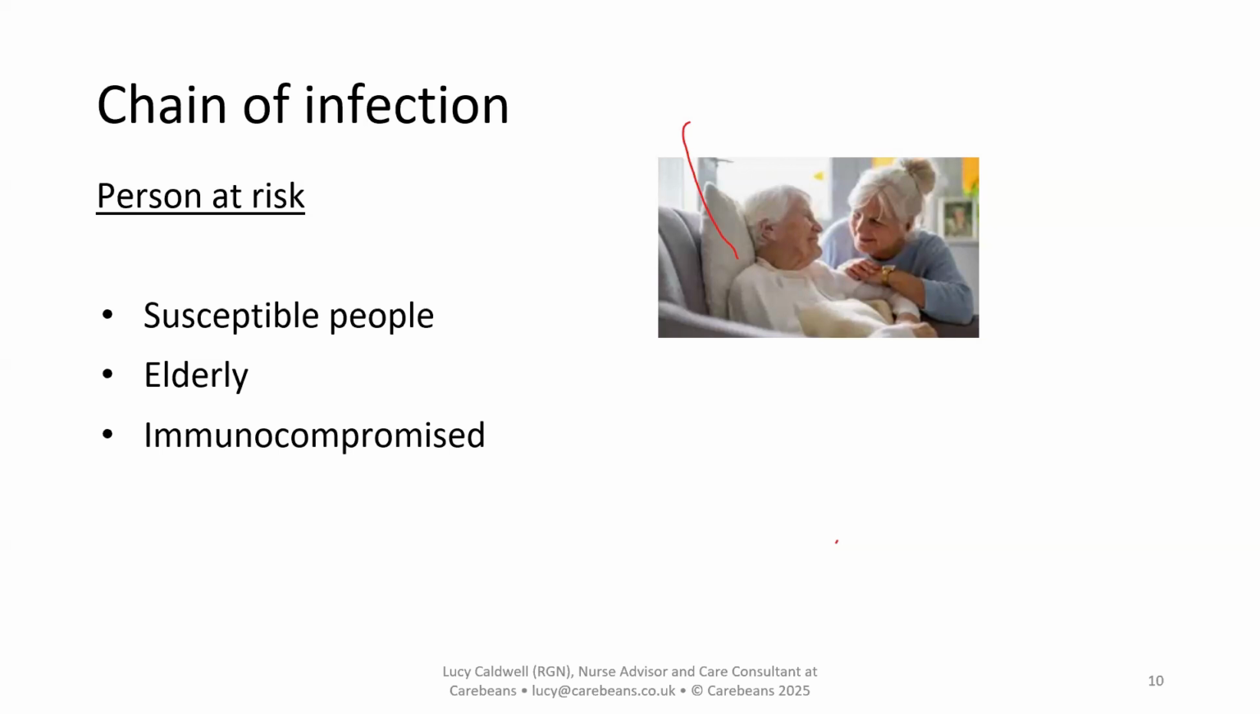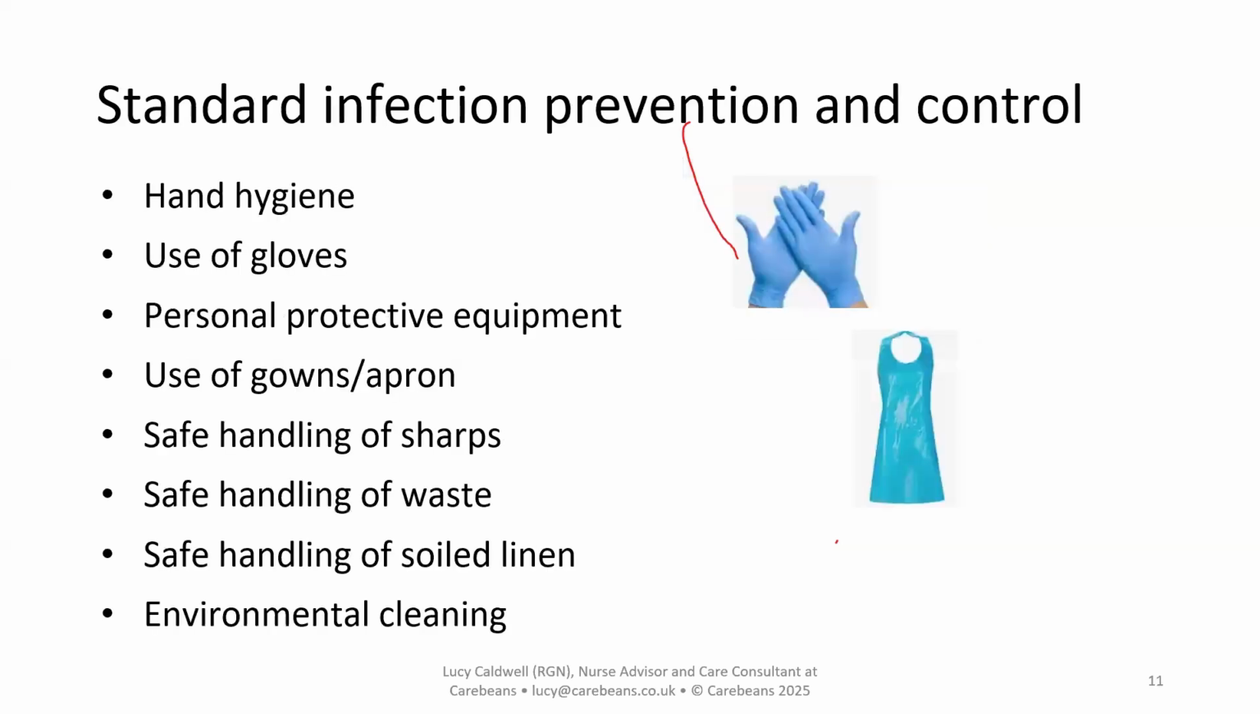So that's the chain of infection. I hope that makes sense to people. That chain of infection is how infection is spread from person to person. So that's why there should be standard infection prevention and control precautions within your service. Your service will have an infection prevention and control policy in place. It's important that you are aware of where this is stored or kept, and that you read and understand these infection policies that you have available to you.